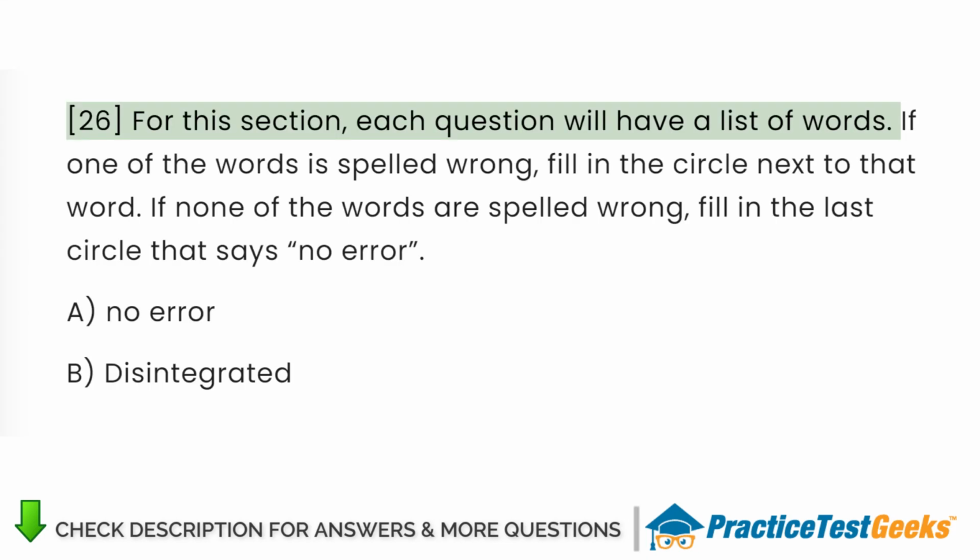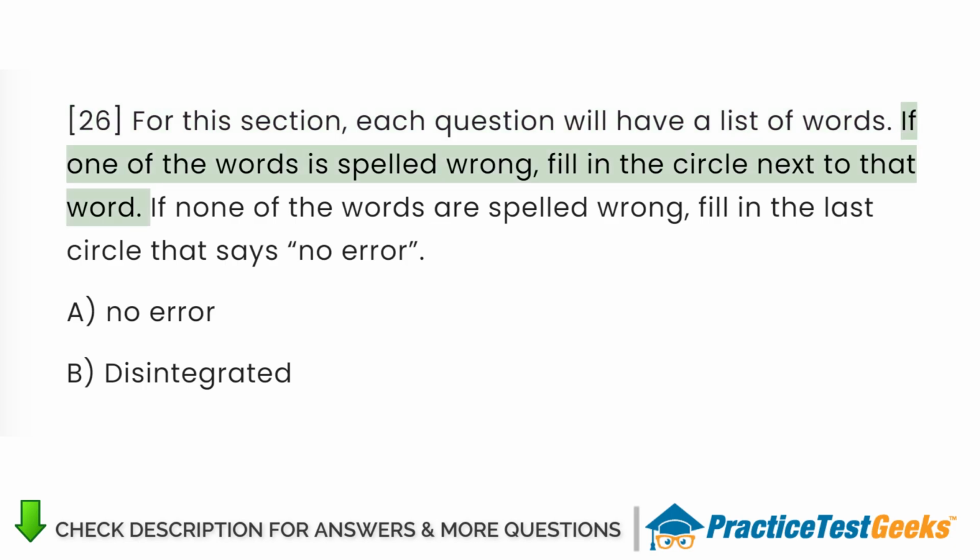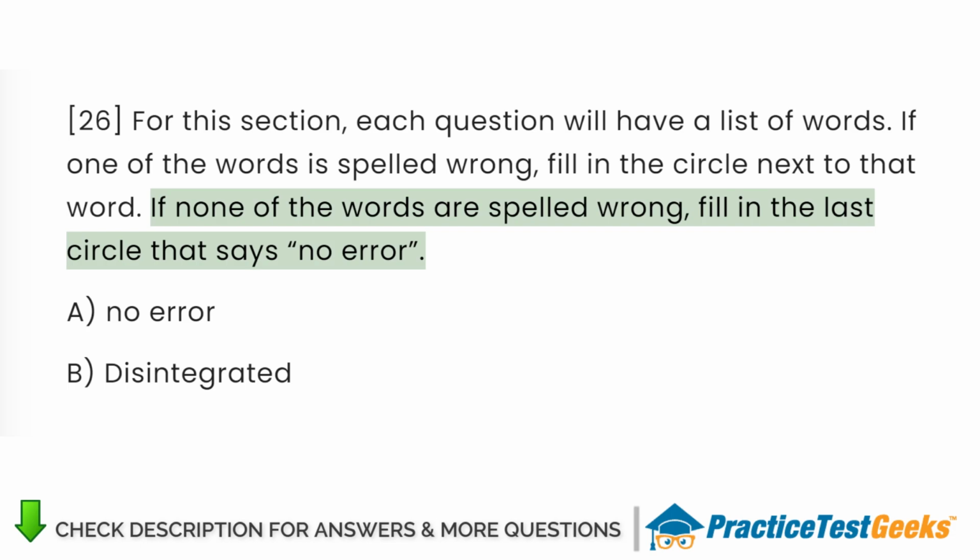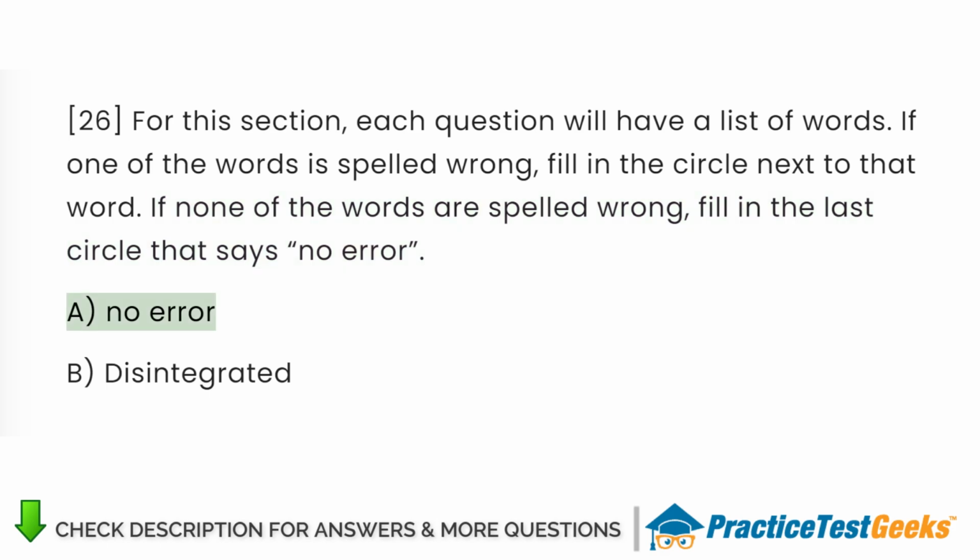For this section, each question will have a list of words. If one of the words is spelled wrong, fill in the circle next to that word. If none of the words are spelled wrong, fill in the last circle that says no error. A. No error. B. Disintegrated.